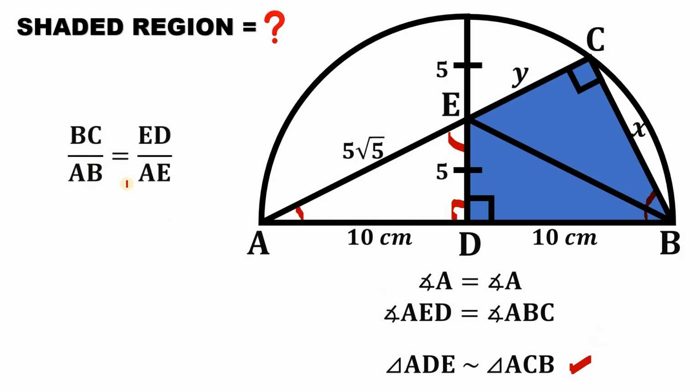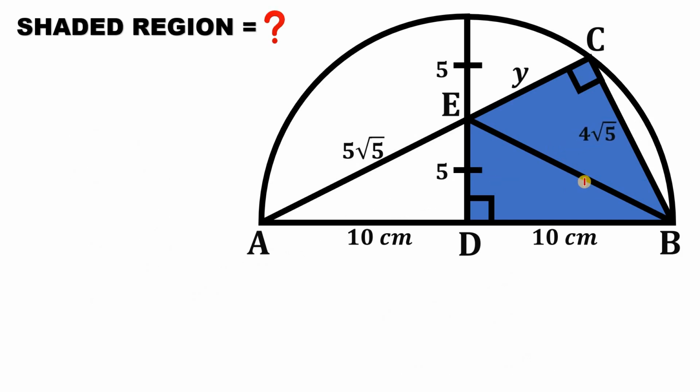So we can say that the ratio of BC over AB is equal to the ratio of ED over AE, and we know their measurements. BC is x, AB is 20, ED is 5, AE is 5 times square root of 5. Now, 5 over 5 times square root of 5, we can simplify as 1 over square root of 5. To solve for the value of x, multiply both sides by 20, and x equals 20 over square root of 5. Now, rationalize this by multiplying the numerator and denominator by square root of 5. So we have that x equals 4 times square root of 5.